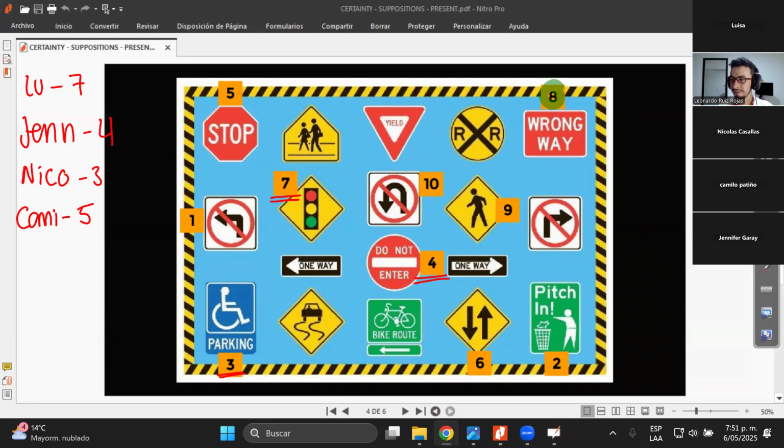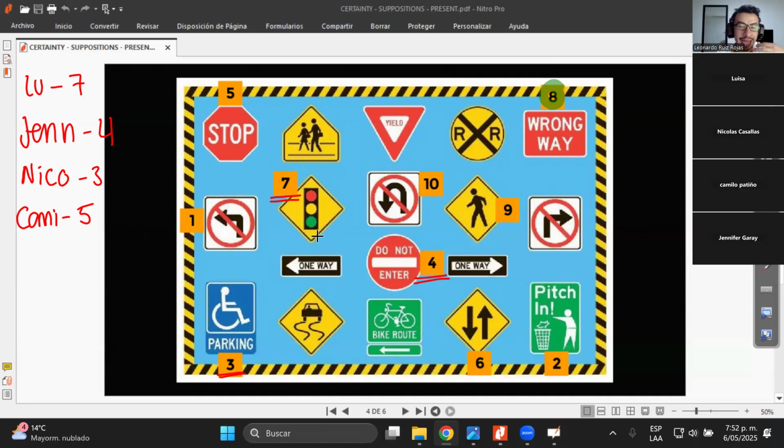Teacher, I don't know what the meaning of the sign is, but I did the exercise. Okay, okay. Number 7. It possibly means that you have to respect a traffic light. It's a possibility, ¿cierto? But that's why you said it possibly means, because you are not sure. Muy bien, very good. So it possibly means that you have to respect a traffic light.